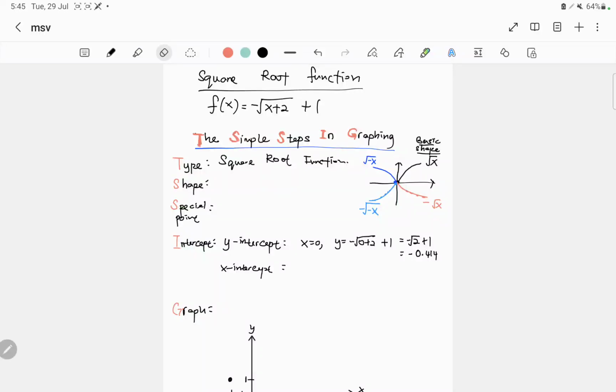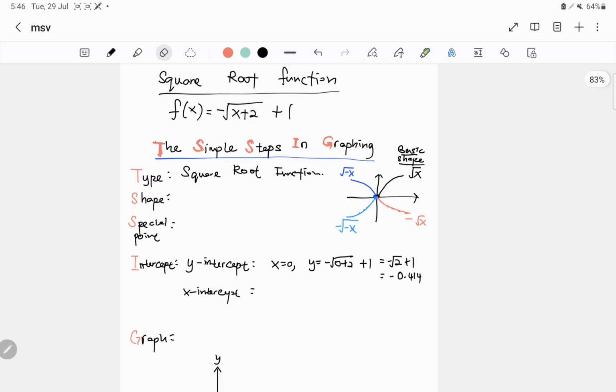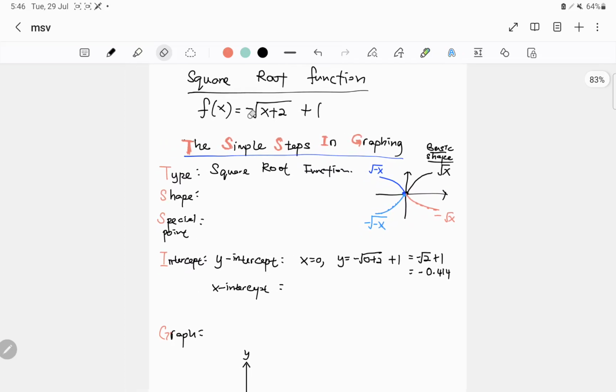This video is about how to sketch square root functions. As you see, I have a square root function here: negative square root of x plus 2, and then plus 1. Before I go for the sketching, let's look at the basic shape of the square root functions.